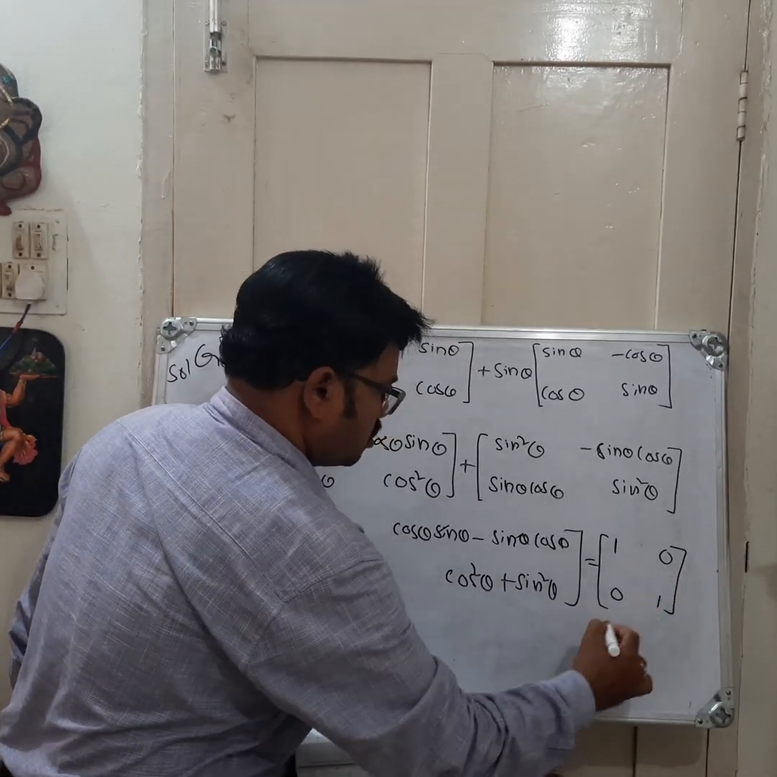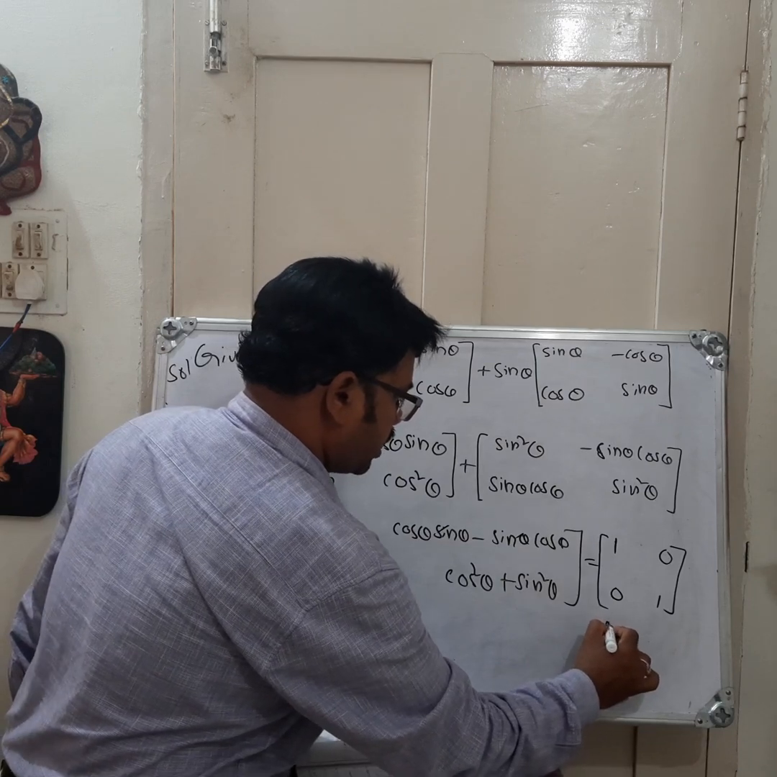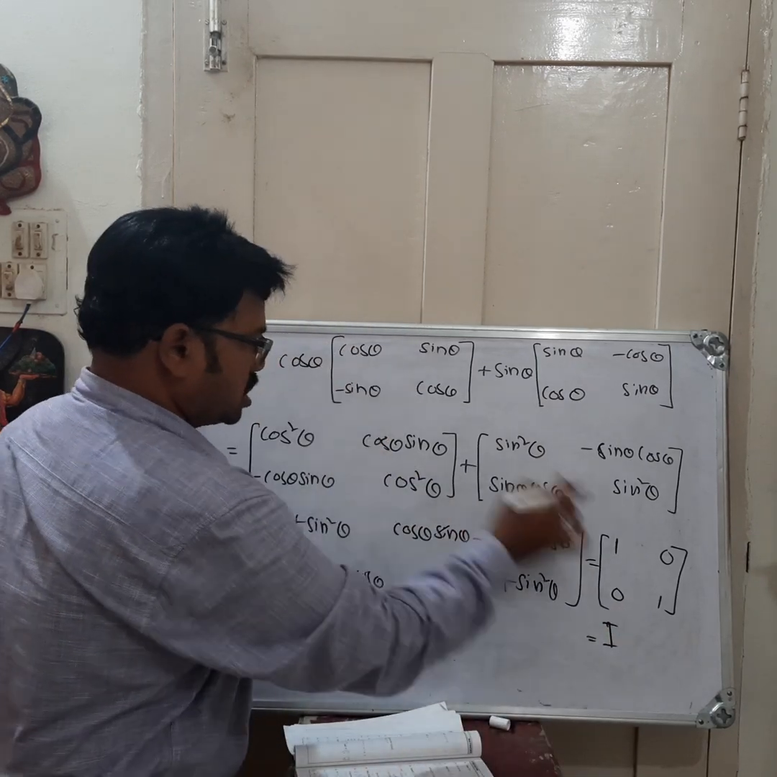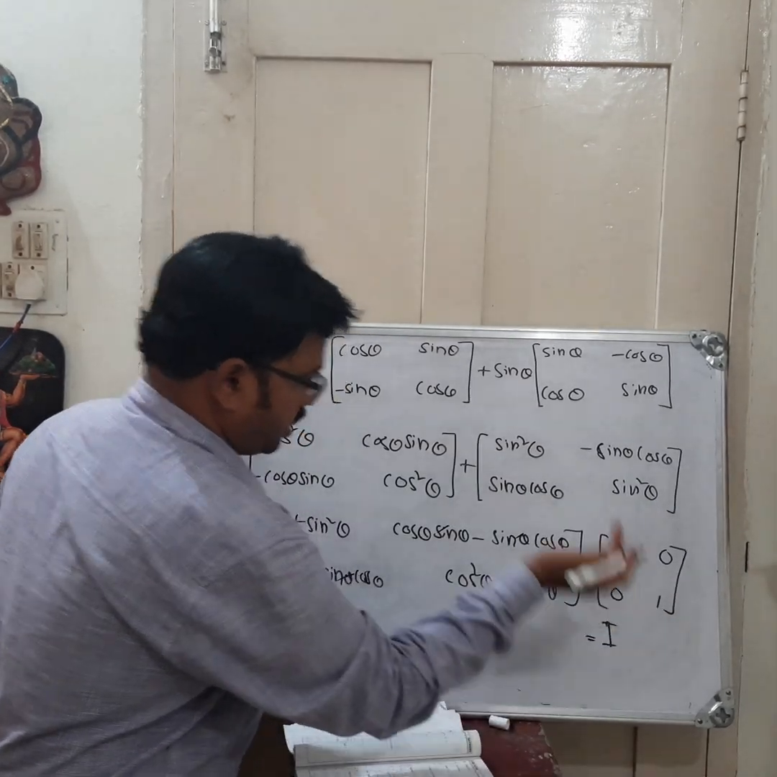So this 1 0 0 1 is the 2 by 2 identity matrix. We can express this value as equal to I.